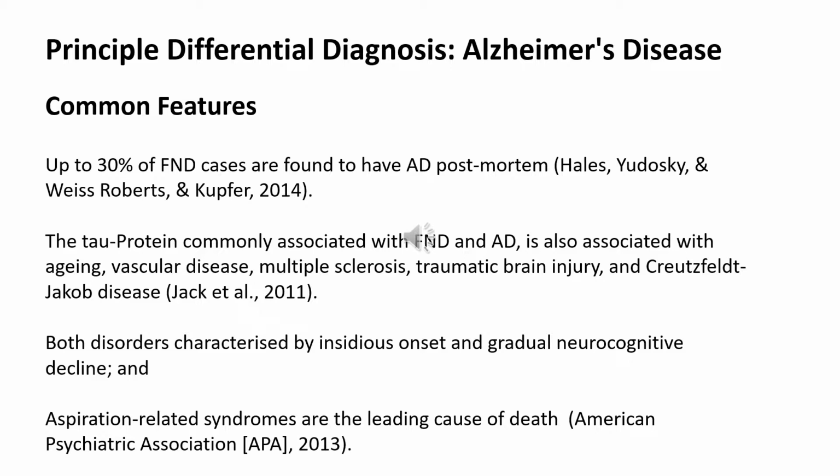Although approximately 40% of cases of FND are known to have a family history of the disorder, and approximately 10% are known to display abnormal tau expression, the tau protein is associated with not only AD, but also aging, vascular disease, multiple sclerosis, traumatic brain injury, and Creutzfeldt-Jakob disease. Both disorders are characterized by insidious onset and gradual neurocognitive decline.